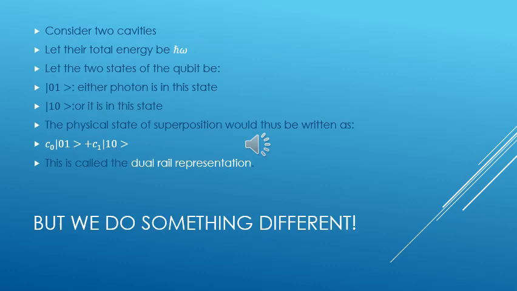Now consider two cavities. Let the total energy be ħω. Let the two states of the qubit be |0,1>, so the photon is in this state, or |1,0>, or it is in this state. The physical state of the superposition would then be written as C0|0,1> + C1|1,0>, and this is called the dual rail representation.